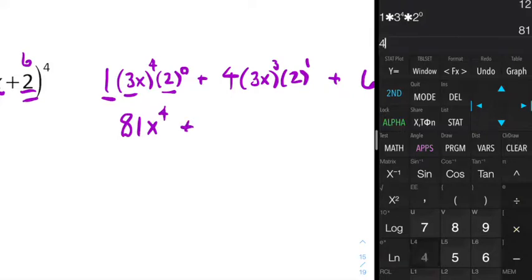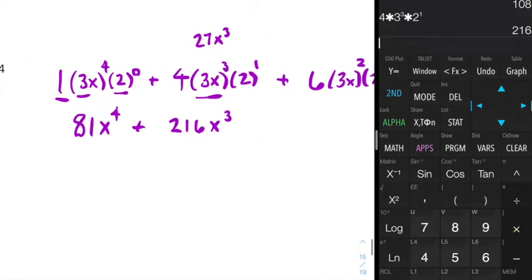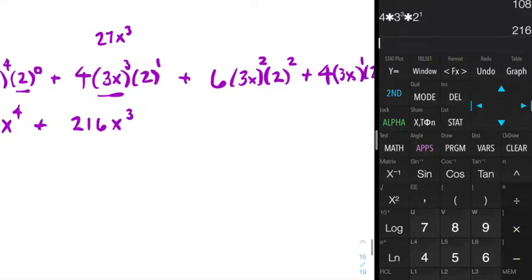Next one, it's going to be 4 times 3 raised to 3. Because 3x cubed would actually be 3 cubed, that would be 27, and then x cubed for that part. So instead of doing that, I'm just going to do 4 times 3 cubed, and we'll worry about the x part later. Really, it's 4 times 3 cubed, times 2 to the 1st, which is 2 anyway. So that'll come out to 216x cubed. And remember, our b part is just a whole number, so you're not really going to have a second variable on these.